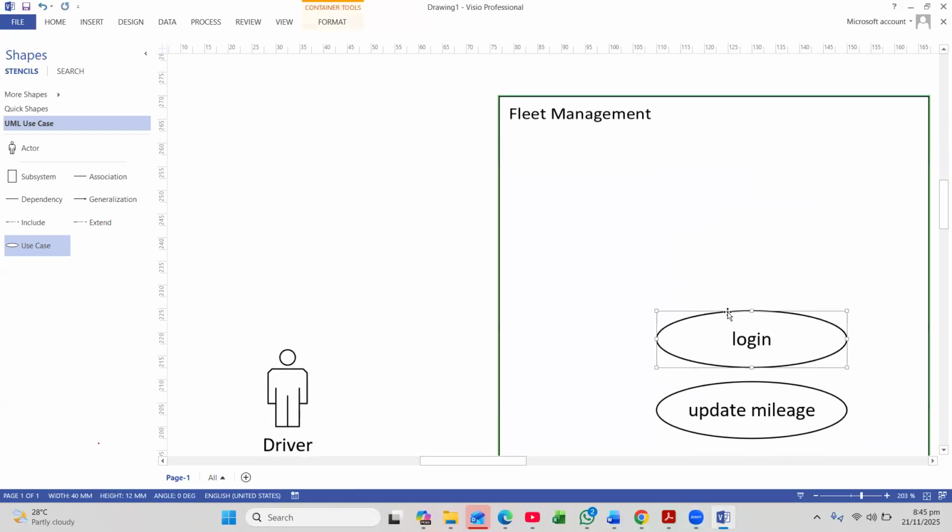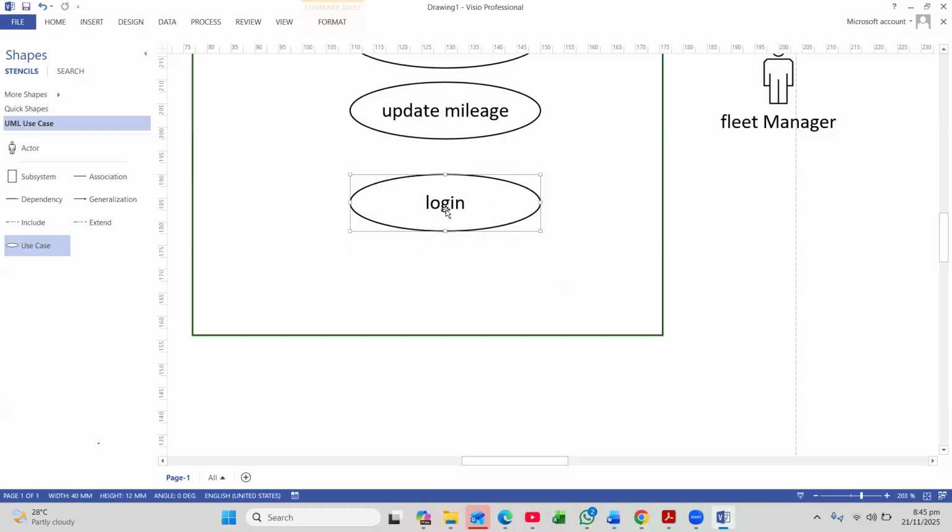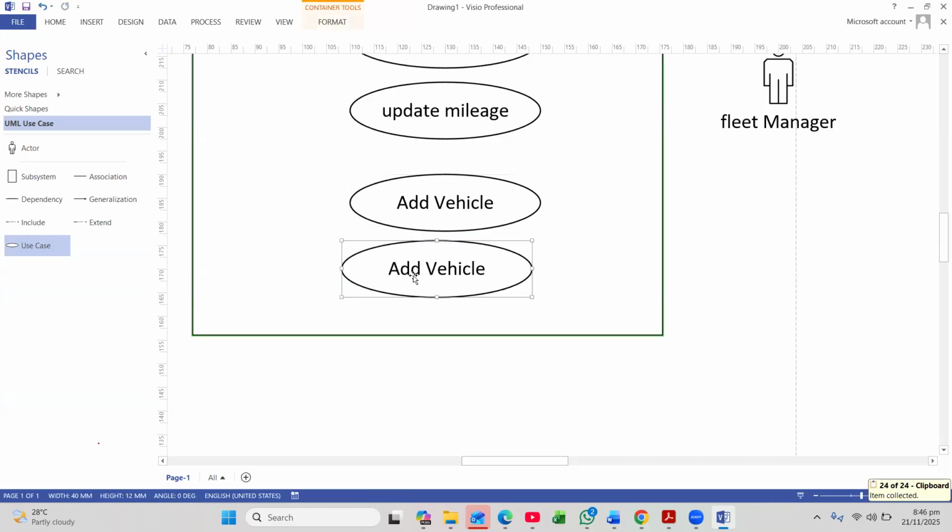Now, at the top over here, I'll create another one. So I can put it over here somewhere. Then I'll have add vehicle. Perfect. Then I'll have another one over here, which is update vehicle.